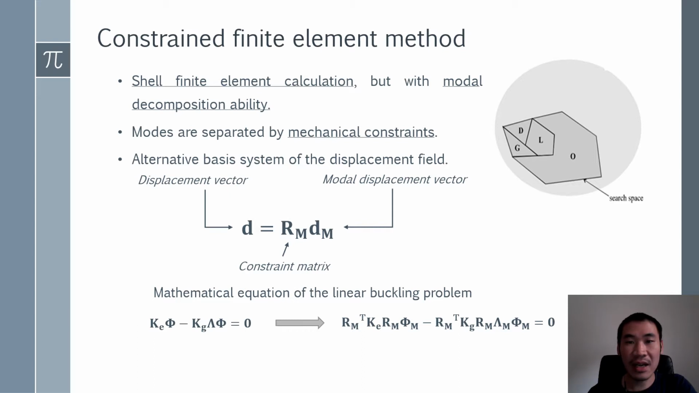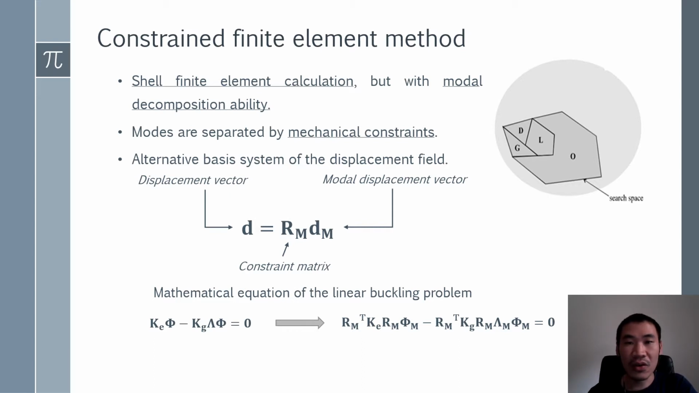The constrained finite element method, CFEM, is a shell finite element calculation with a modal decomposition ability. The displacement space is separated into the GDLO, which are the global, distortional, local, and other displacement spaces, respectively. These separations are done by using mechanical constraints within each element. Thus, this displacement field can be considered as an alternative basis system.